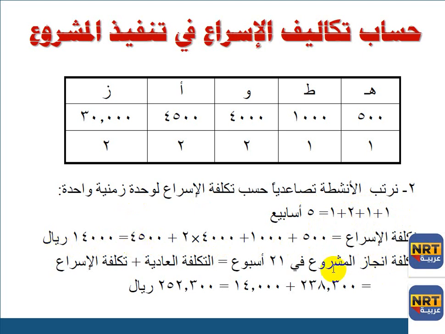The cost of the task accomplishment in 20 weeks equals the normal cost plus the crash cost. That is, 238,300 plus 14,000 equals 252,300 riyal. This is the gross cost for the project, or the gross cost for the task accomplishment in 20 weeks, which equals the normal cost plus the crash cost.